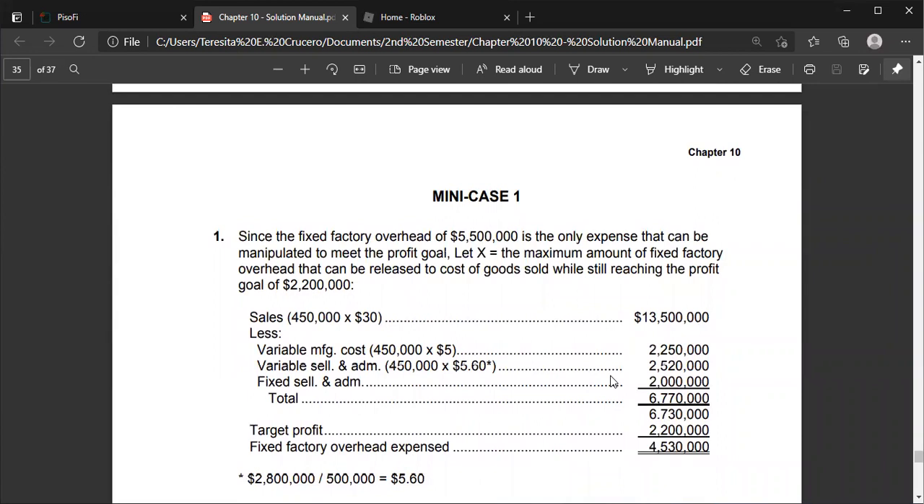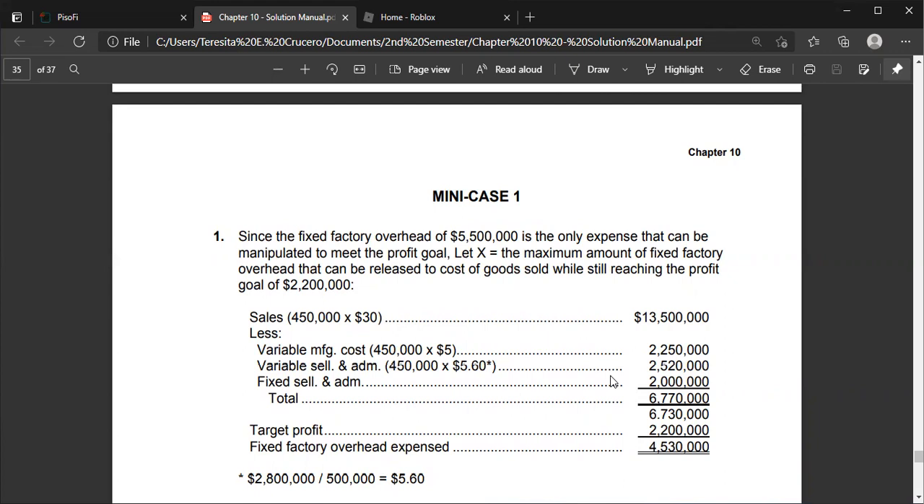Now in question number 1, if sales only reach 450,000 units for the year, how many additional units would have to be produced given the current selling price and cost structure to meet the budgeted profit of 2.2 million? So we are now dealing with a fixed absorption costing. The board of directors of Mesa Verde Tool Company set the profit goal for the calendar year at 2.2 million. That's the target goal. It also established a bonus plan in which the top 5 officers of the company will share 150,000 if the profit goal is met or exceeded. If the goal is not met, there's no bonus.